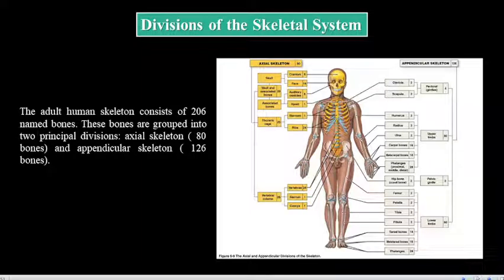Okay, welcome back everyone. This is the second part of the skeletal system, chapter 6. So let's continue with our lesson. Let's start with the divisions of the skeletal system.